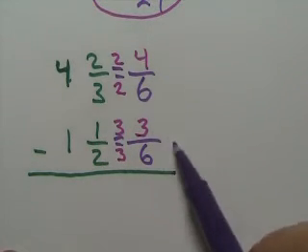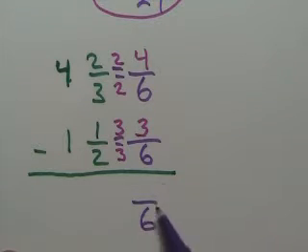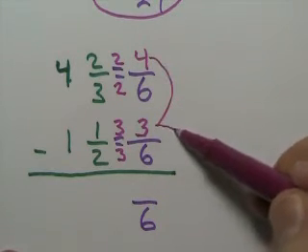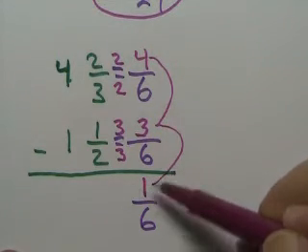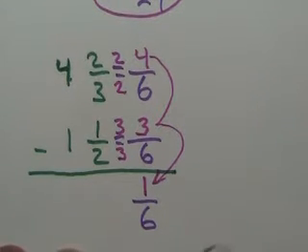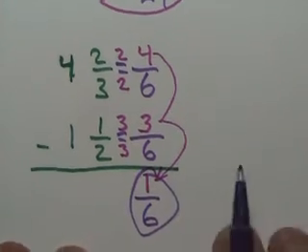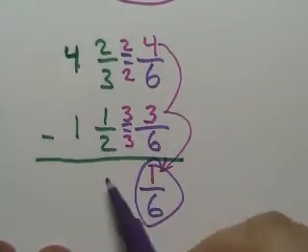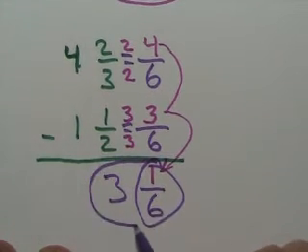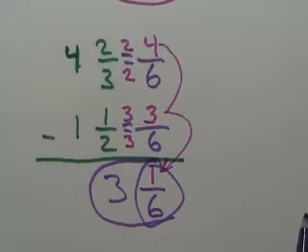Okay, I'm keeping my denominators the same. It's a 6. And I'm subtracting these. 4 minus 3 is 1. So this is 1/6. And then if I look over here, 4 minus 1, that's 3. I don't know why I circled that. It's 3 and 1/6.